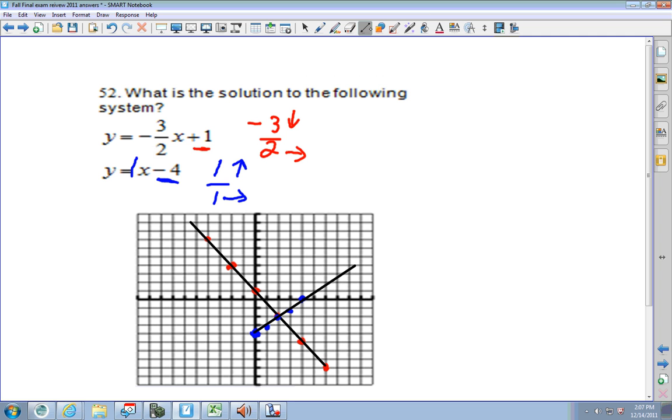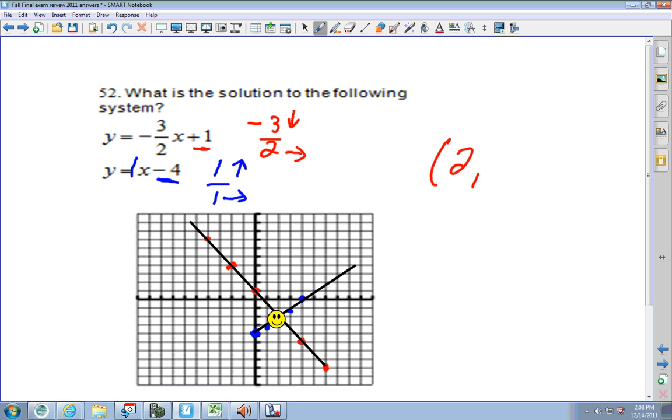Okay, so our solution is right here where the two lines intersect. That point, I think I might have covered it up, I got to move that because I can't see it. All right, let's try this again. 1, 2, and down 2. All right, so it's 2, -2.